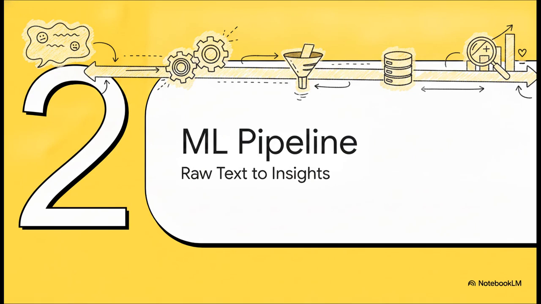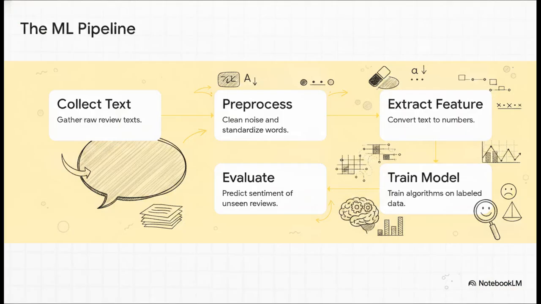Moving right along to section 2, the machine learning pipeline. This is all about going from raw text to actual insights. Because a computer can't just sit down and read an English sentence like we do. We have to transform it. Step 1 is collecting that raw text. Step 2 is absolutely critical, preprocessing. This is where we clean up the noise, we make everything lowercase, we strip out punctuation, and we filter out common stop words like and or the that just don't carry any real emotional weight.